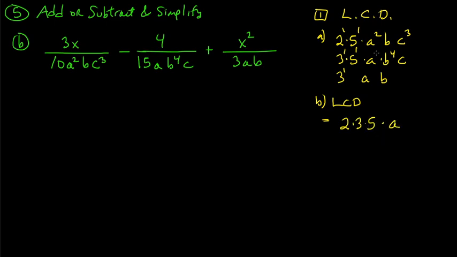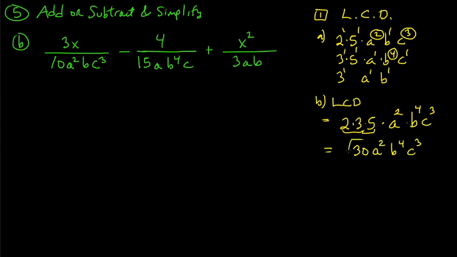What about the a's? We have a choice between a 1 and a 2. We pick the bigger one, right? The 2. For the b's, we have a choice between a 1 and a 4. We'll pick the bigger one, the 4. And for the c's, we have a choice between a 1 and a 3. Again, 3 is biggest, so we'll pick the 3. So the LCD, 2 times 3 is 6, and 6 times 5 is 30. So the LCD should be 30 a squared, b to the 4, c to the 3.